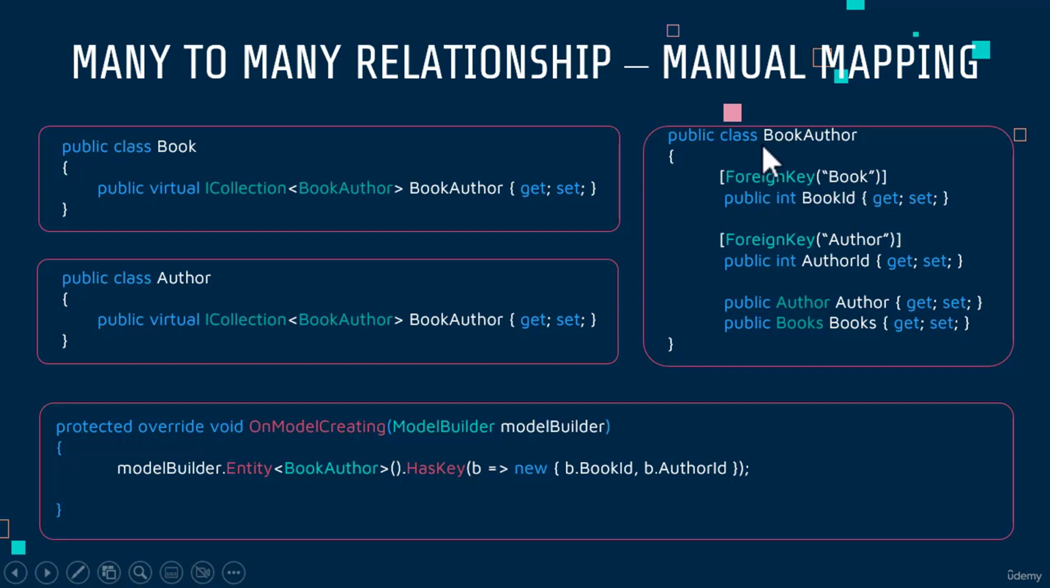And finally, for the primary key of BookAuthor, we will use Fluent API and we will define it on both book ID and author ID. So I hope that gives you a brief idea how we can map one-to-one, one-to-many, and many-to-many relations.